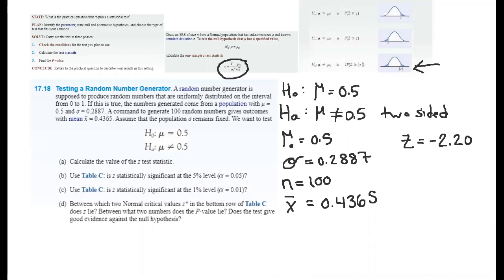All right. We found the z-test statistic to be z equals negative 2.20. Use table C. Is z statistically significant at the 5% level, where alpha equals 0.05? All right, let's take a look at parts of the table C.